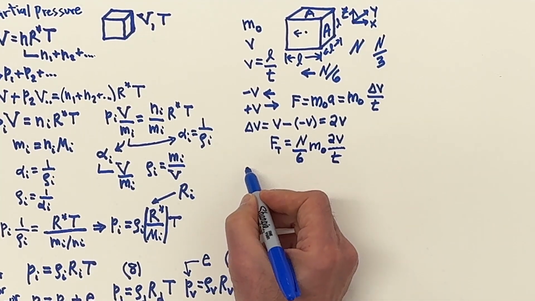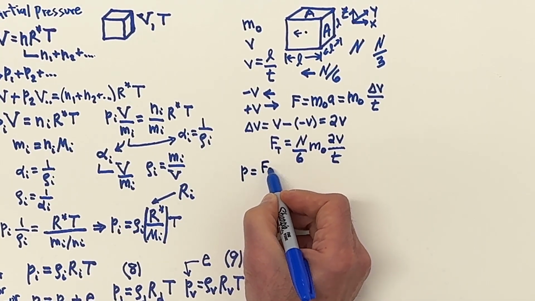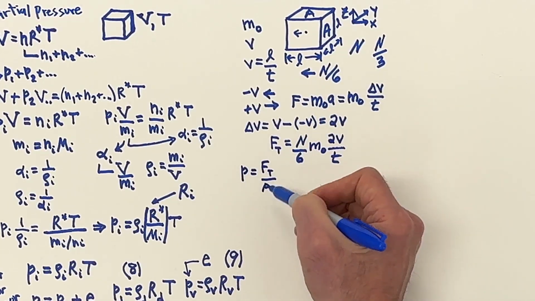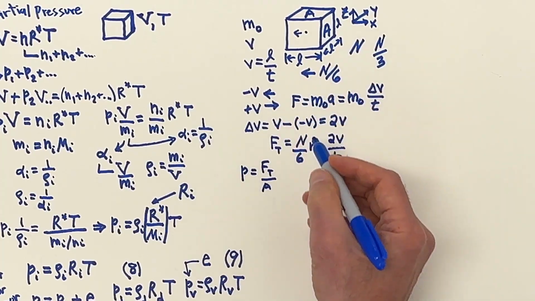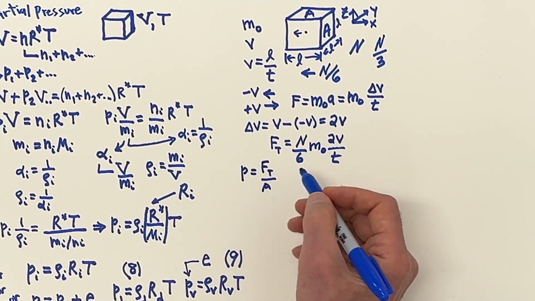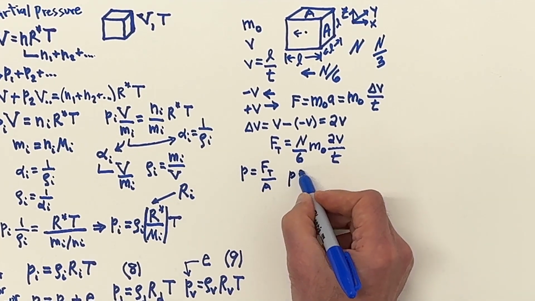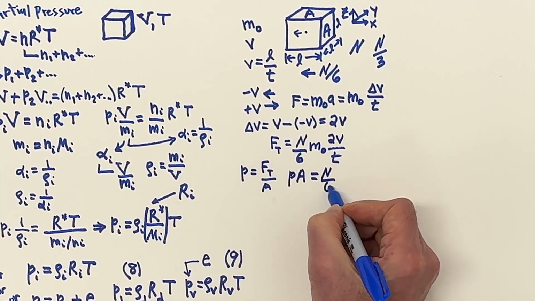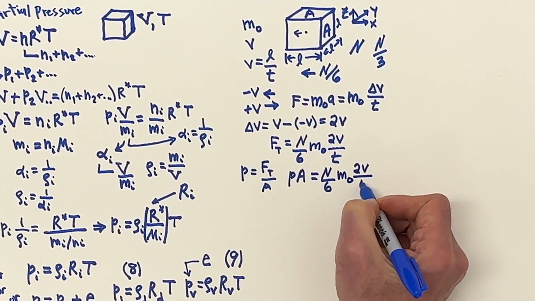Now we can introduce the pressure. Pressure is equal to the force per unit area. And here we have the area A involved, the relevant area for the reflections and the bounce. So that means we can write down the pressure times A, which would be the force, and then write this down again. N over 6 m naught 2v over t.